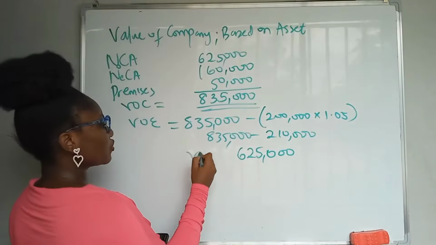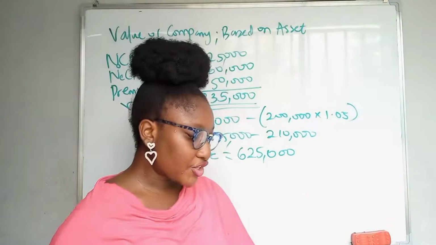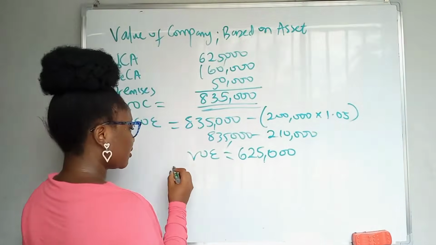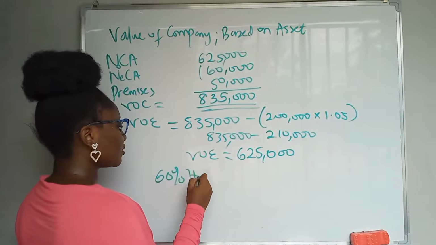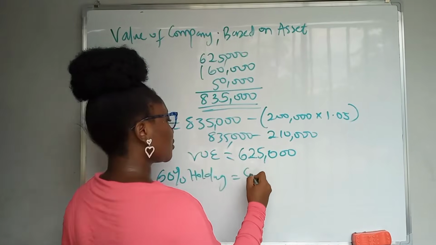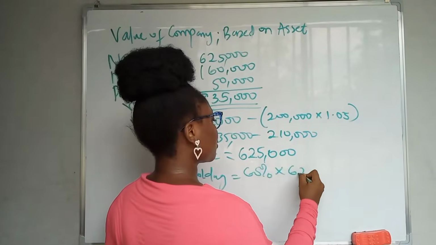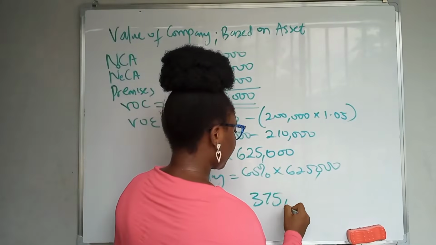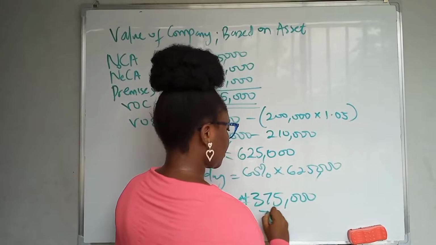625,000. So your value of equity is 625,000. The question says you should get 60% holding, so you just get 60% of this. So 60% holding of ordinary shares is equal to 60% multiplied by 625,000, and that will give us 375,000 naira. Do you understand? So this is your answer.